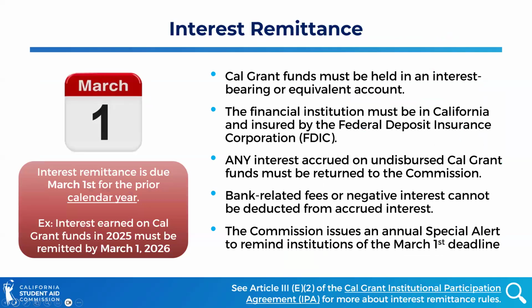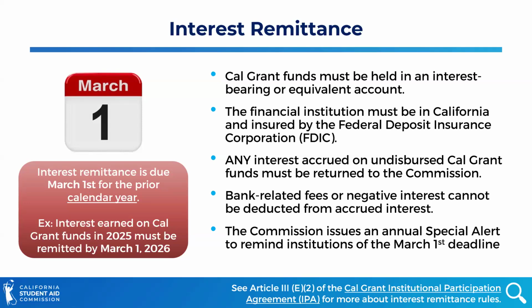So in addition to returning unused funds through the reconciliation process, interest also has to be remitted. So throughout the school year, those Cal Grant funds are held in an interest-bearing account. And so when CSAC announces that interest remittance is due, it's always due on March 1st of the calendar year. It's due on March 1st for the prior calendar year.